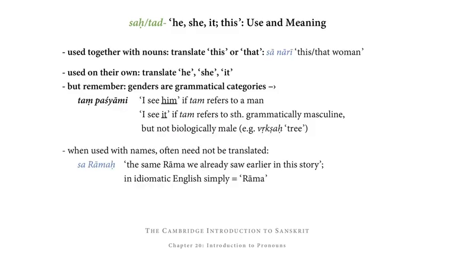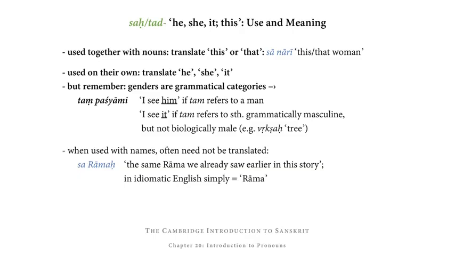Finally, the meanings of sahtad. As was mentioned earlier, this needs to be translated either as he, she, it, or as this. And it's in its use together with other nouns that it needs to be translated as this, or actually also as that. In English, there's quite a difference between this or that. Sanskrit pronouns have quite a bit of overlap here, and you need to decide from the context whether a translation as this or that is better. But at any rate, this translation as this or that is only when these forms are used together with a noun.